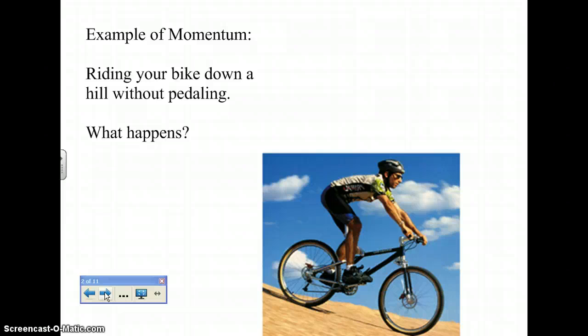What happens when you're riding your bike down a hill without pedaling? You're still moving. But be more specific. Are you moving at a constant velocity, a slowing down velocity, or a speeding up velocity? I.e., are you moving at a constant velocity, or are you accelerating in the positive, speeding up, or in the negative, slowing down direction? Okay? So when you go down this hill, you are speeding up, correct? So you are accelerating. So you're increasing your velocity.